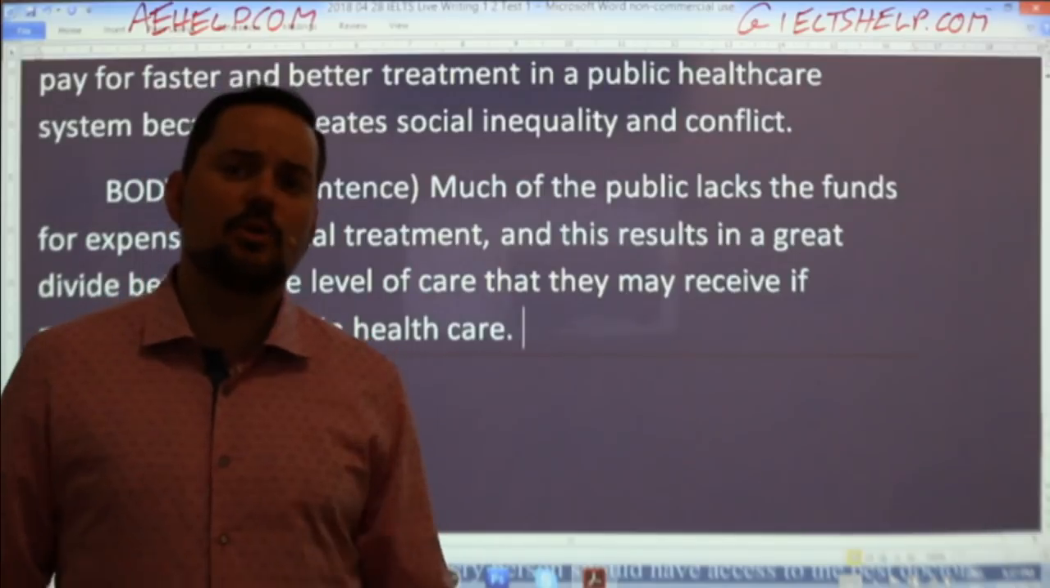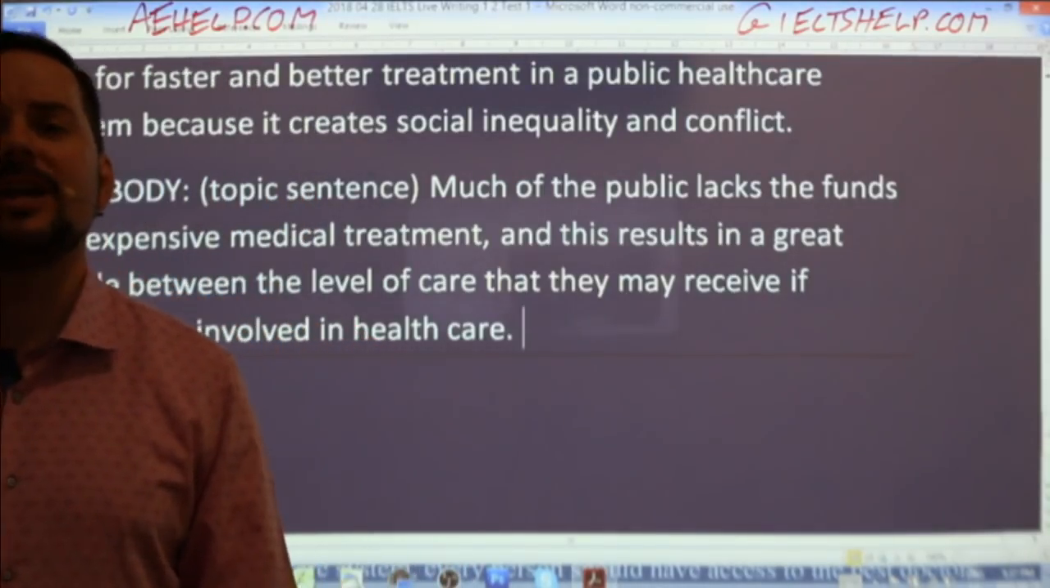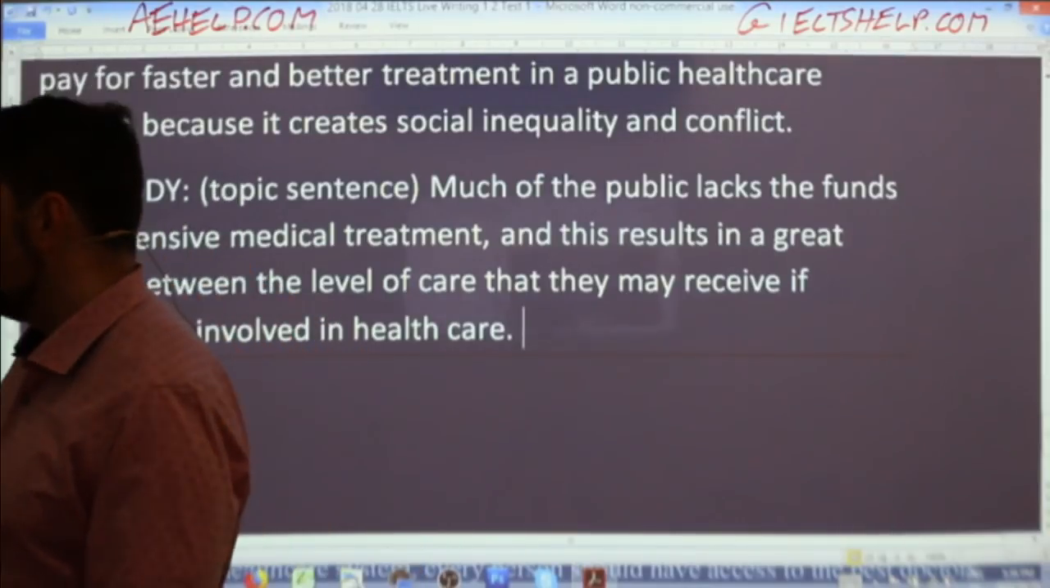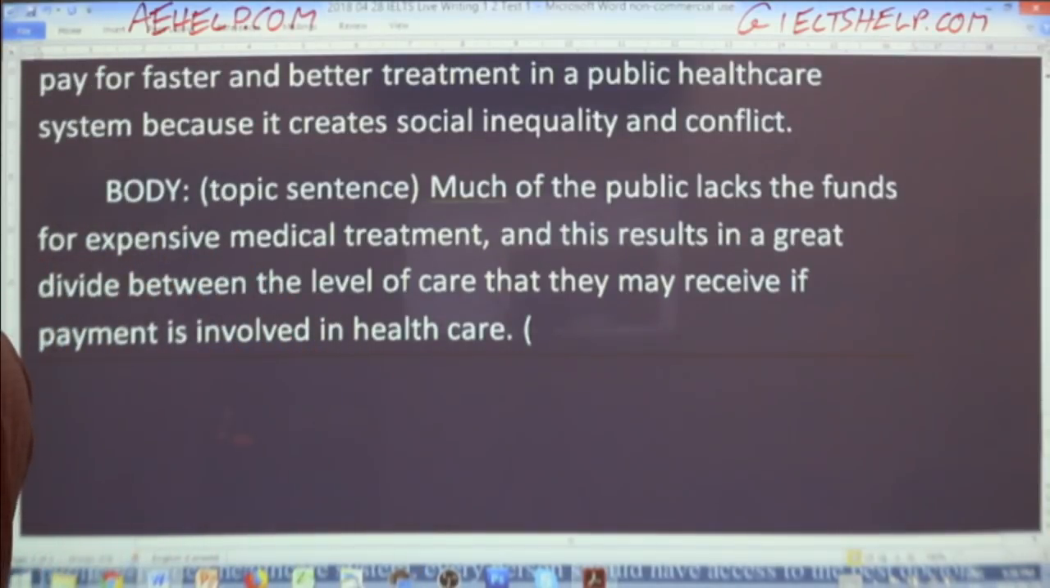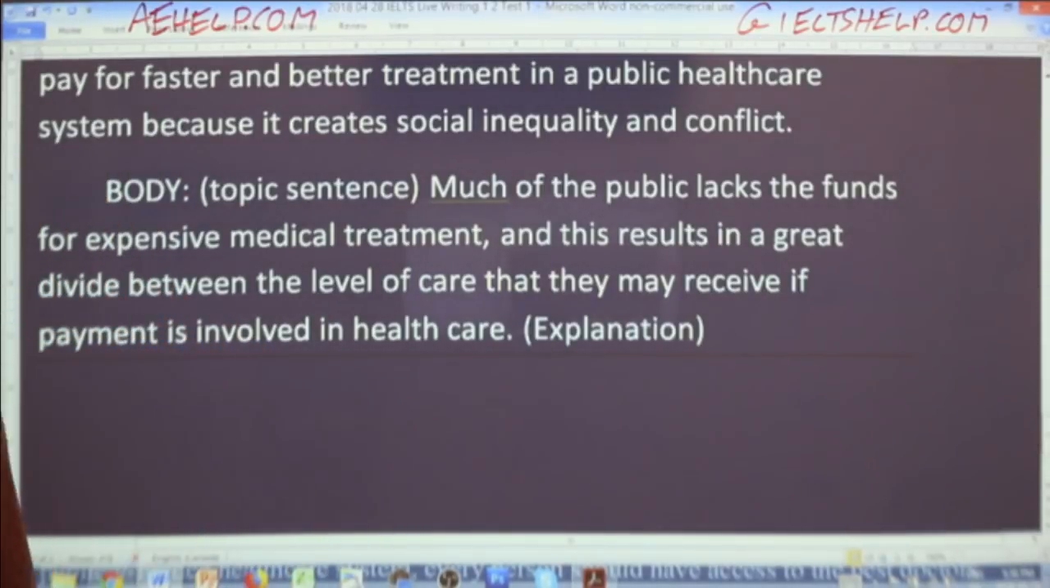Alienator says a supporting sentence. Yeah, and another way to say that is an explanation. Okay, we're not into the example yet. You want to give an explanation. Okay, so explain this. So much of the public lacks the expenses, and this results in a great divide between the level of care that they may receive if payment is involved in healthcare. Explain that.